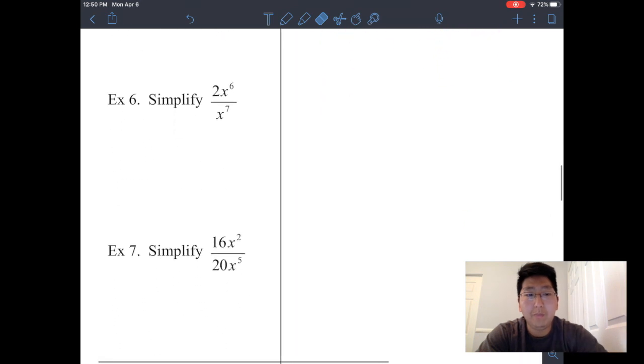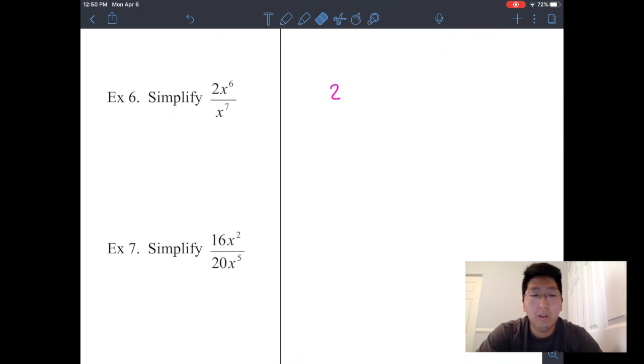Here, on the top we're going to have 2x to the 6th. That means that there's going to be 6 x's multiplied. And on the bottom we're going to have x to the 7th. Create our ones. And we're left with 2 over x.